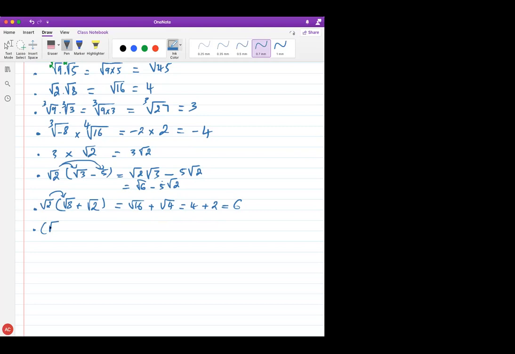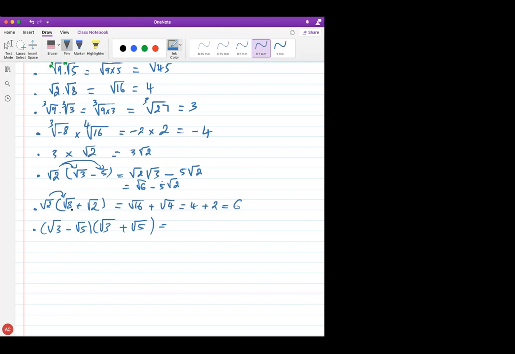Let's say we have radical 3 minus radical 5 times radical 3 plus radical 5 again. We got a lot of multiplications here. We're going to use the FOIL method to distribute.